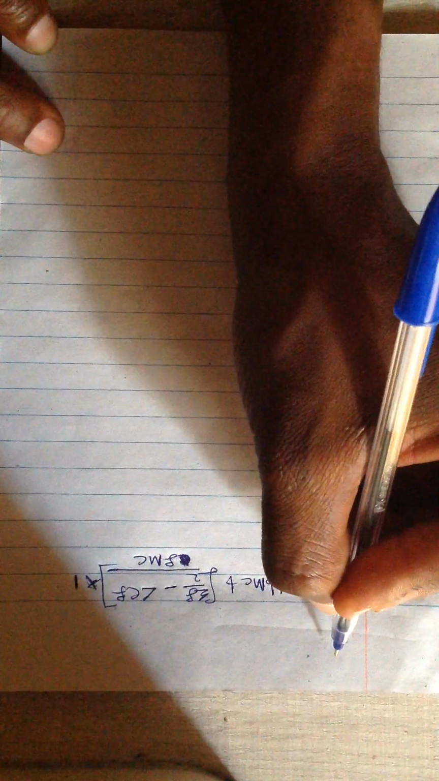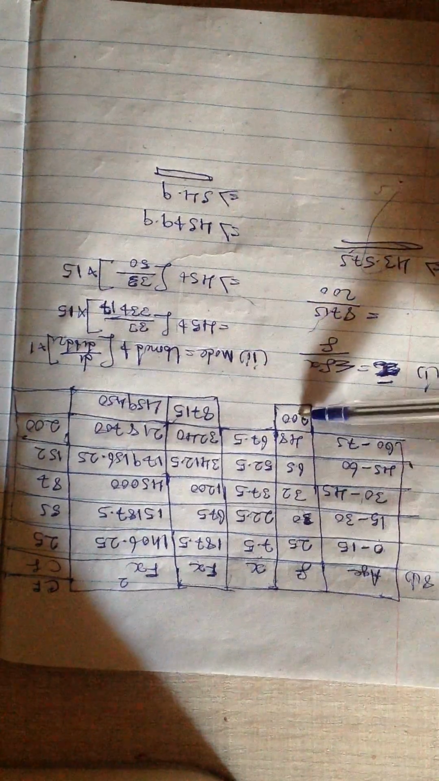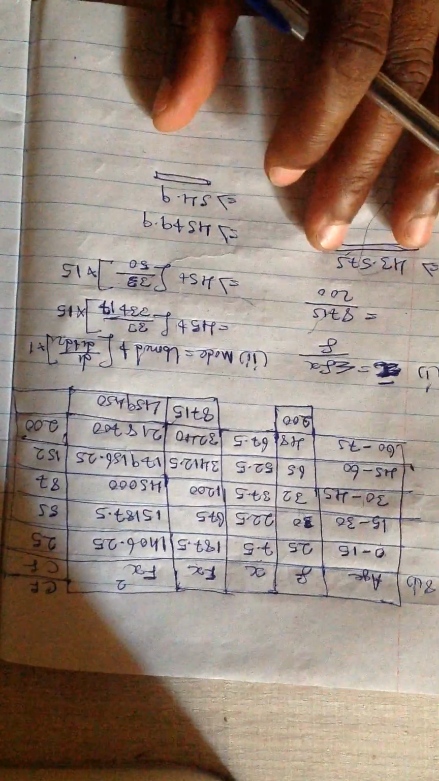What are we supposed to do? They ask, what is the median class? So the median class is the class with the smallest cumulative frequency greater than or equal to 1/2 of the total frequency. What they mean is 1/2 of the total frequency. The total frequency here is 200. So 1/2 of 200 is 100.